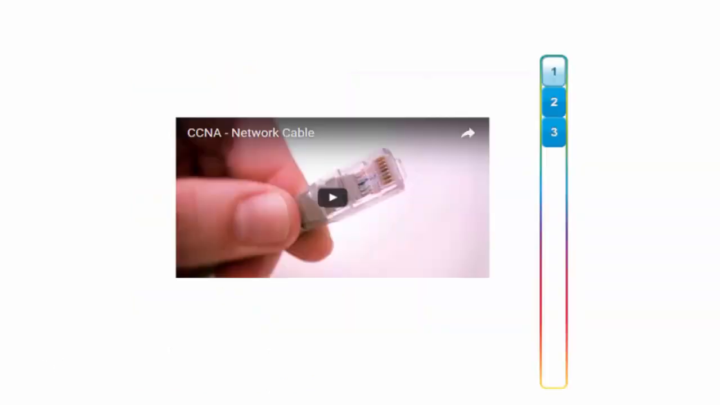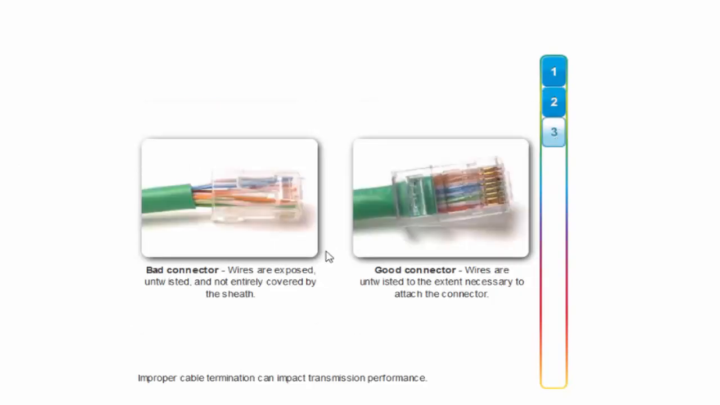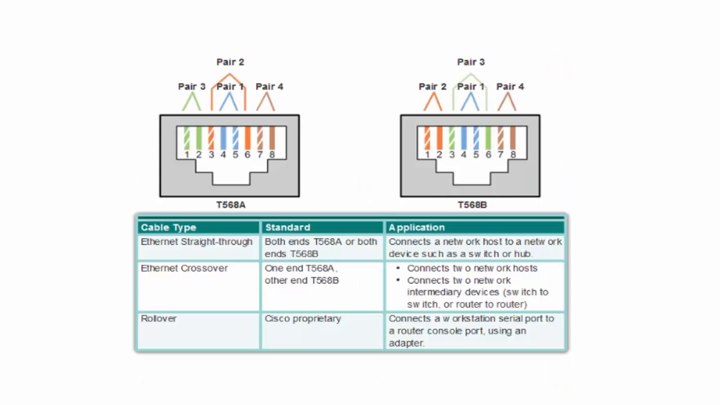UTP cables use different connectors like RJ45, and these are the connectors for UTP. This will be detailed in the lab, so you'll be able to map the wires to some of these connectors, and also use the tester to make sure that they work properly.